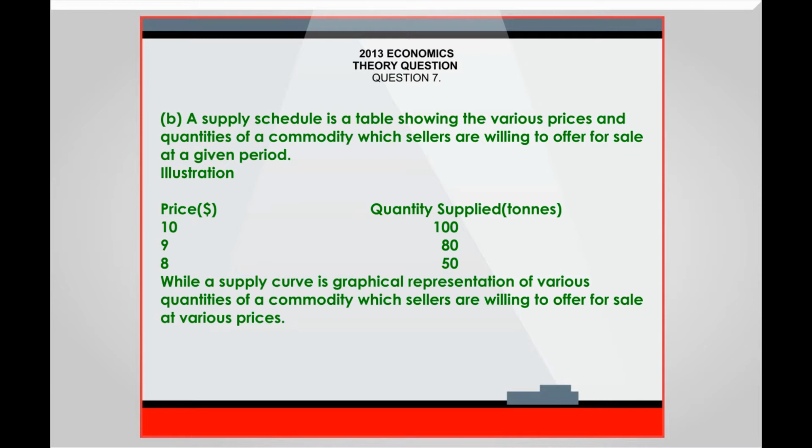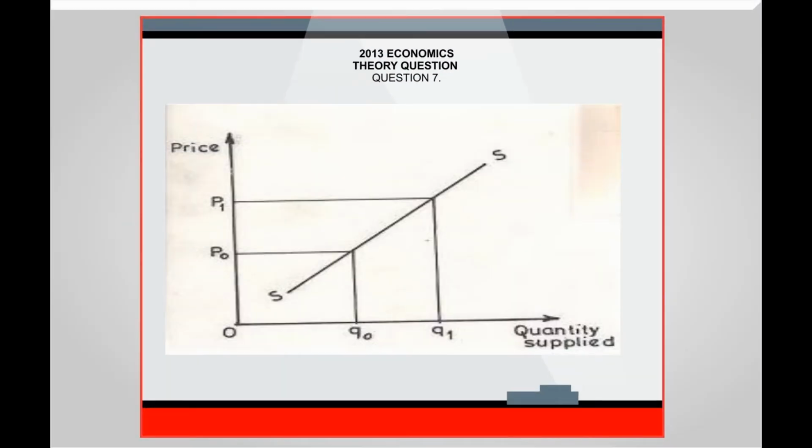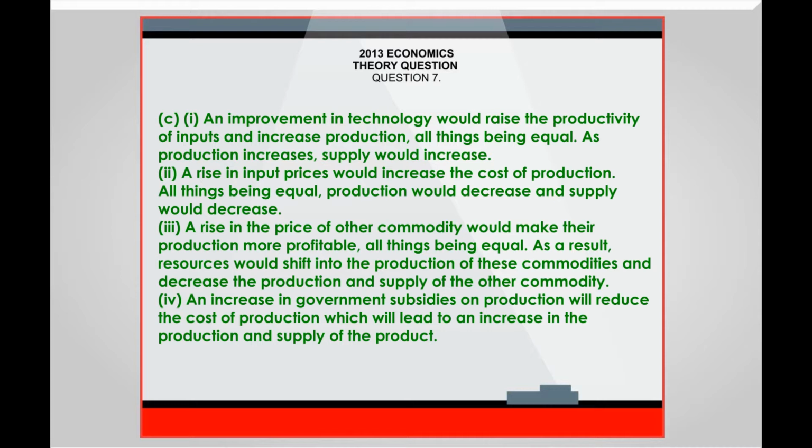While a supply curve is a graphical representation of various quantities of a commodity which sellers are willing to offer for sale at various prices. You can see the diagram indicating the quantity supplied and the prices. C. I. An improvement in technology would raise the productivity of input and increase production. All things being equal, as production increases, supply would increase.